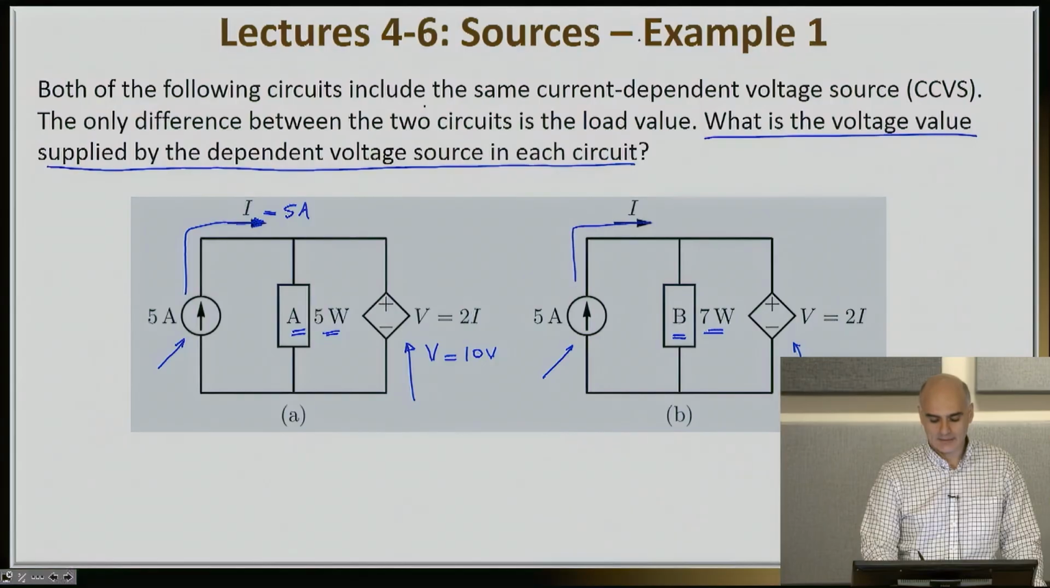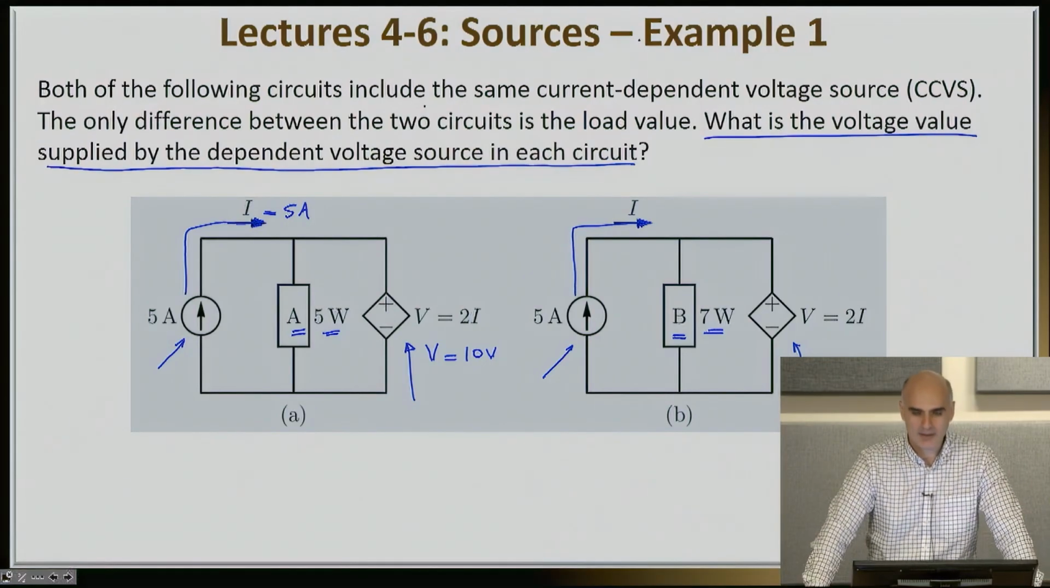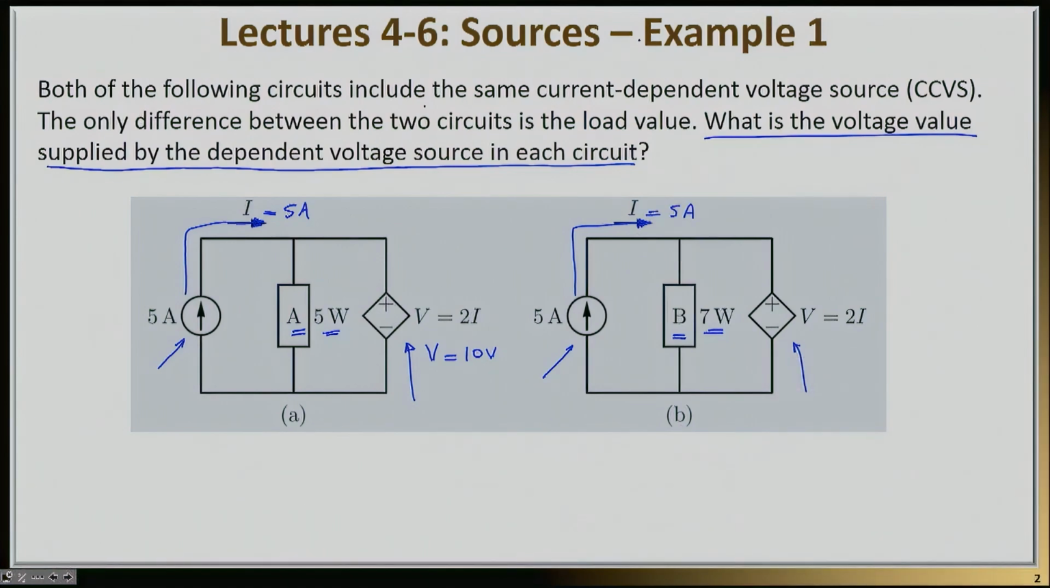The current I is also the same current that comes out of the 5 amp independent current source. So this I, therefore, is still 5 amps. And that means that the voltage of the dependent voltage source, which is 2I, will still be 10 volts here.